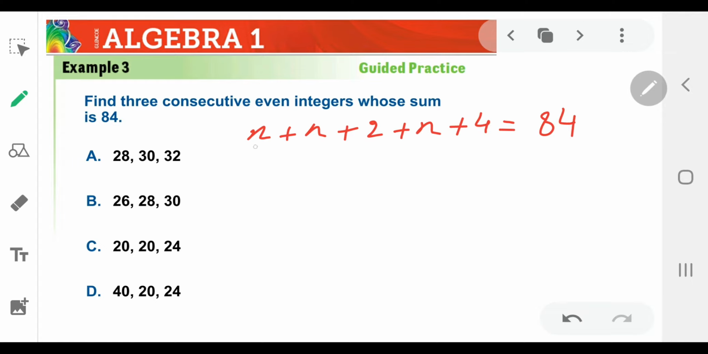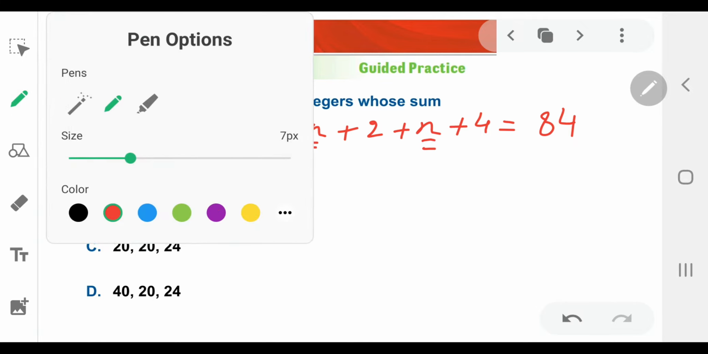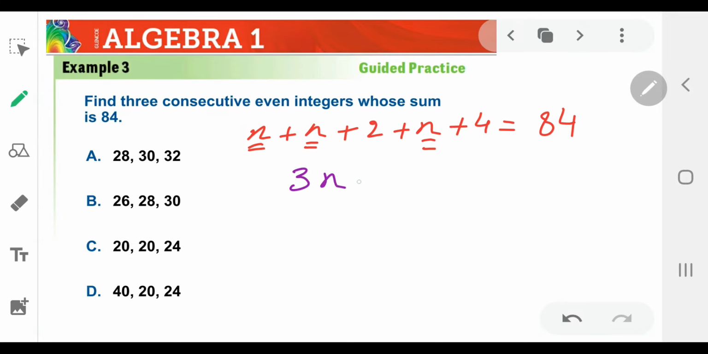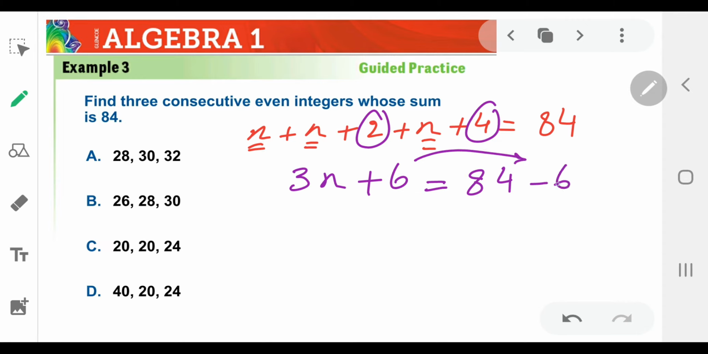And the next step is combining like terms. So n plus n plus n, I have 3n, 2 and 4 is 6, is equal to 84. Now, take the 6 to the other side. 3n is equal to 84 minus 6, which is 78.